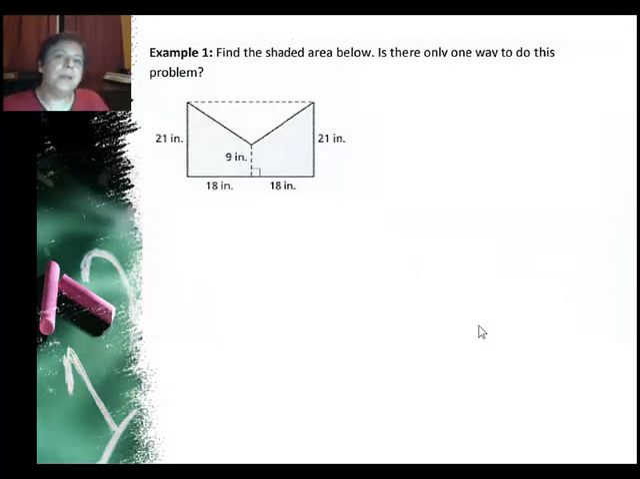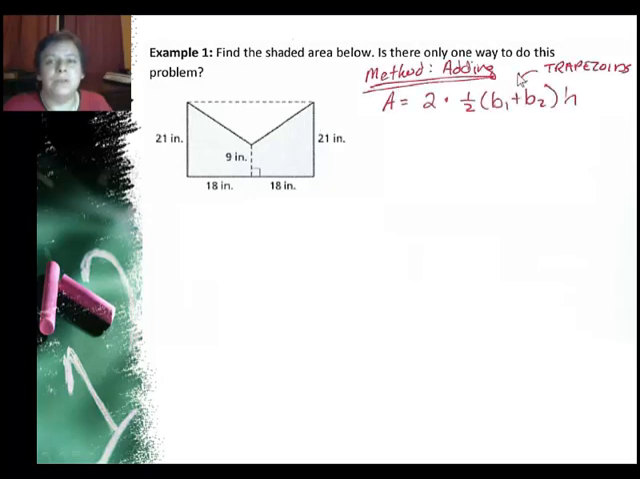So in example 1, I'm going to use both methods. The first one is addition, and I'm going to see two trapezoids here, and I'm going to add the area of both those trapezoids. So this is adding, and the area of the trapezoid is 1/2 times base 1 plus base 2 times the height. And I had the 2 here because there are two identical trapezoids.